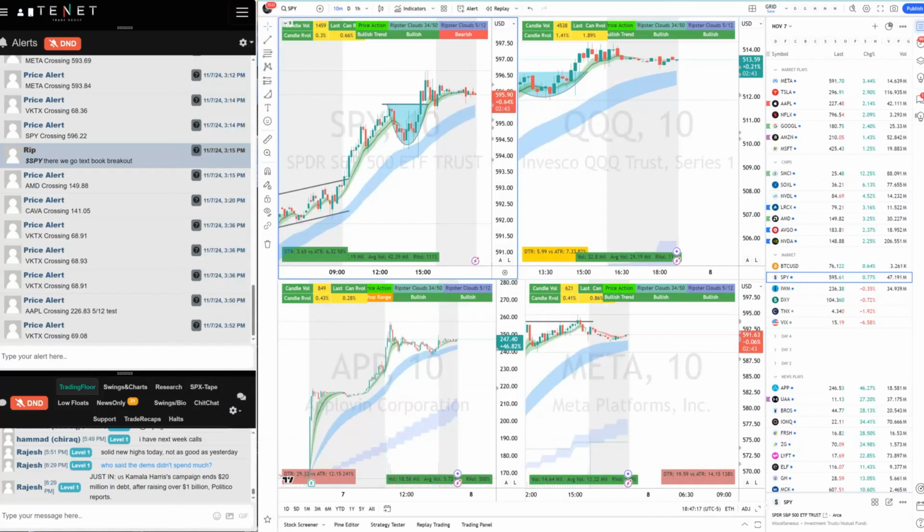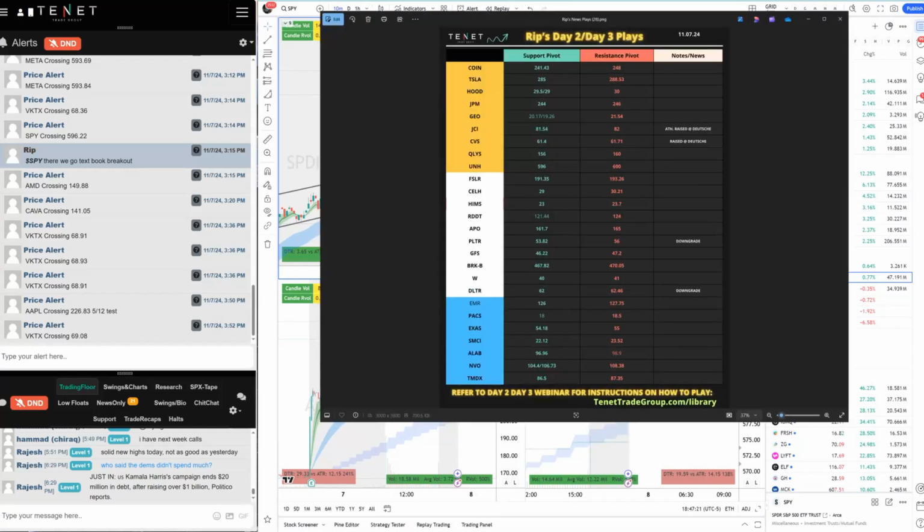We also share what we call our day 2, day 3 strategy. Today, Coin and MSTR were some of our main day 2 winners. Even Tesla was a day 2 setup, so we'll talk about that as well. You can see the top setups were day 2 setups there. JPM was a day 2 short as well.